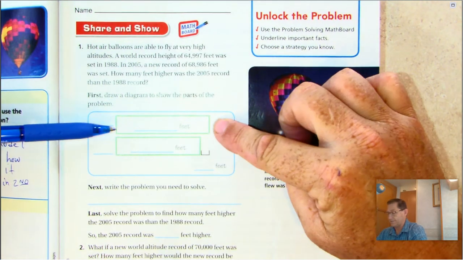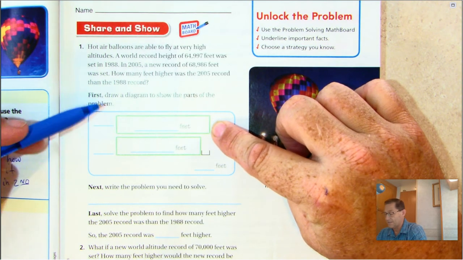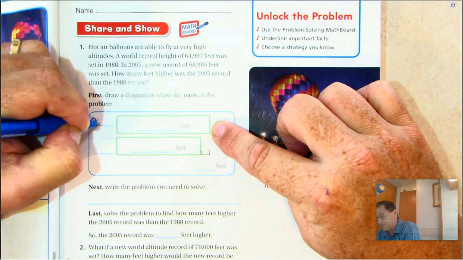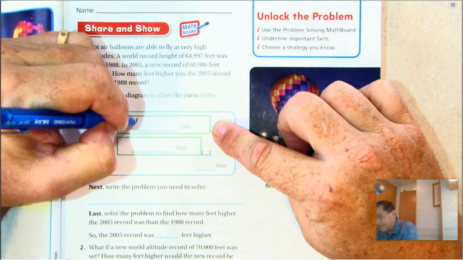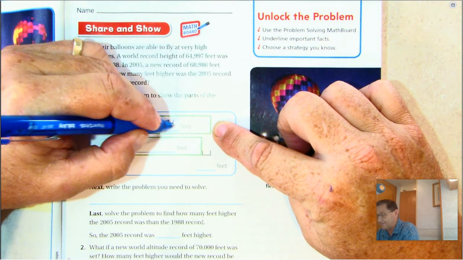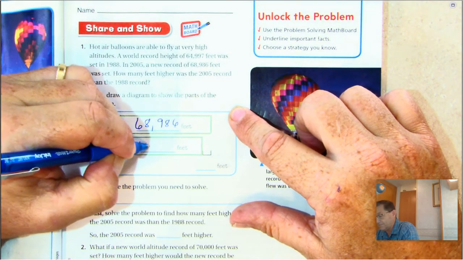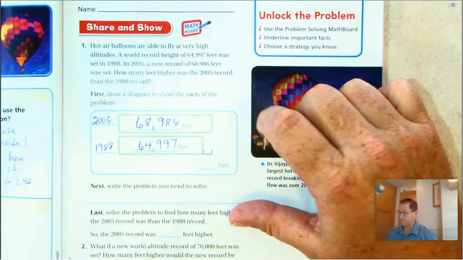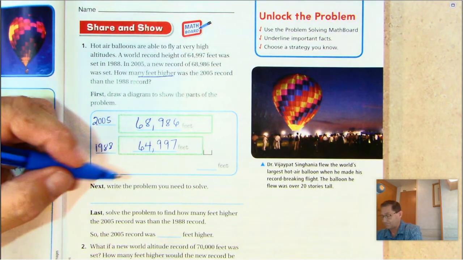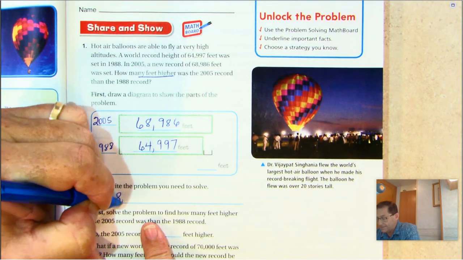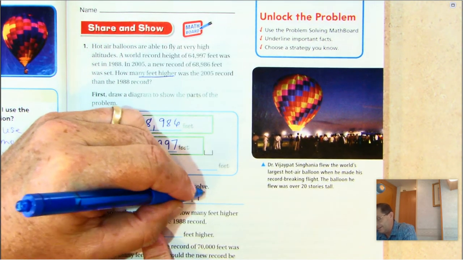So I look at my drawings here, and the longer box would be the 2005. So in 2005, it was 68,986 feet, which was bigger than the record of 1988, which was 64,997. So we need to find how many feet higher. We need to solve 68,986 take away 64,997.